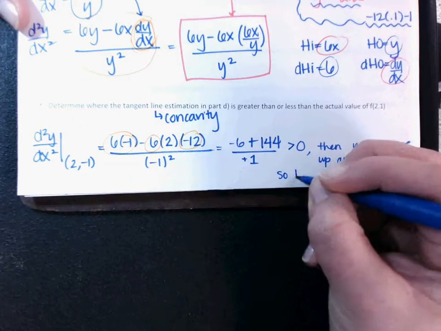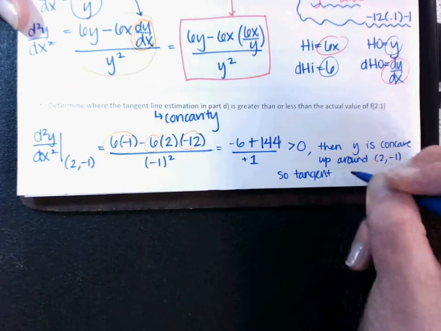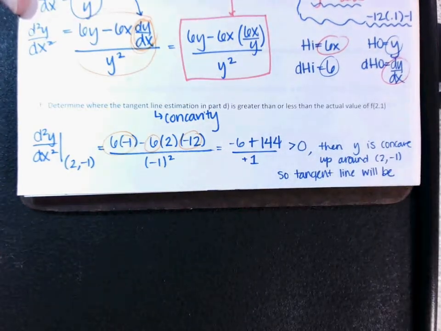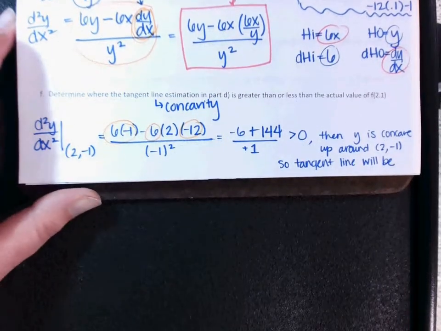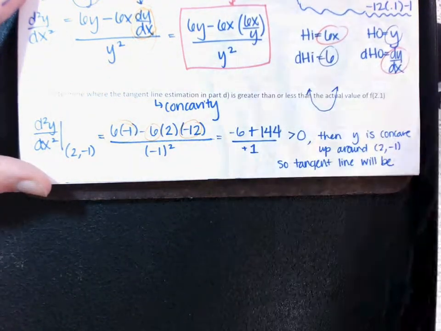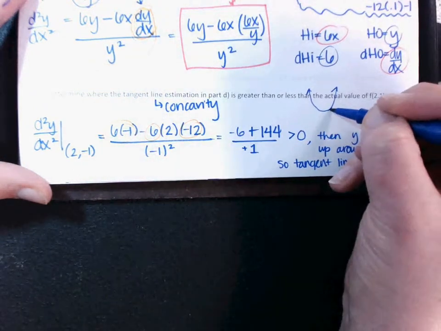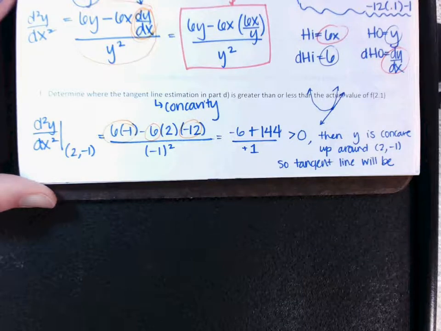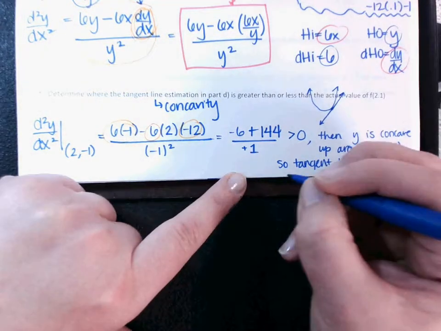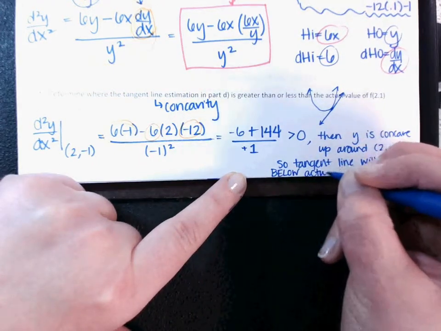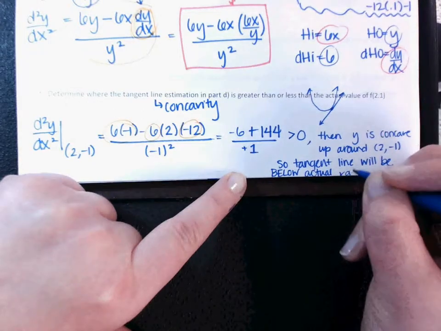So the tangent line will be, and then I'm going to draw a little picture to discover if it will be above or below. So concave up graph, where is the tangent line? Where's the tangent line compared to the graph that's concave up? It's going to fall below. Will be below actual value. Okay?